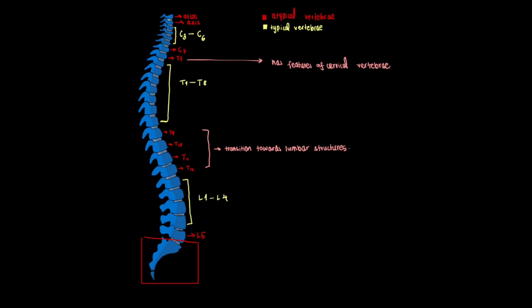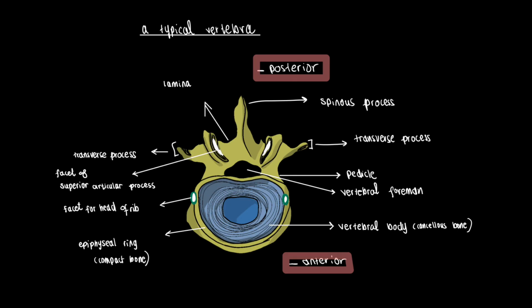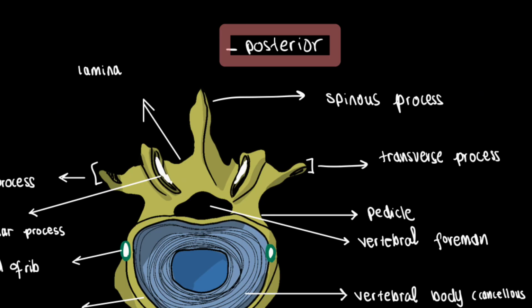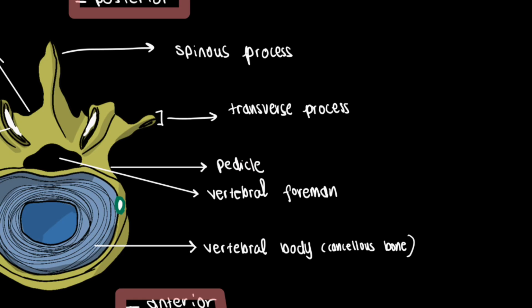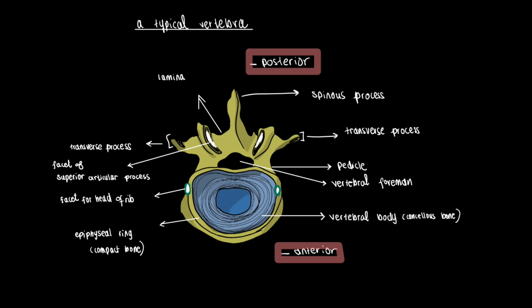Now let's explore the structure of a typical vertebra, using a mid-thoracic vertebra as a reference. Looking from posterior to anterior, we start with the spinous process, a bony projection pointing backwards. On each side of the spinous process are the transverse processes, and connecting them all is the vertebral arch, which consists of the laminae and the pedicles. Together, the vertebral arch encloses the vertebral foramen, the central hole through which the spinal cord passes. At the very front is the vertebral body, a large, solid structure designed to bear weight.